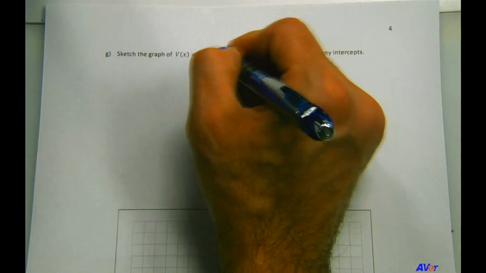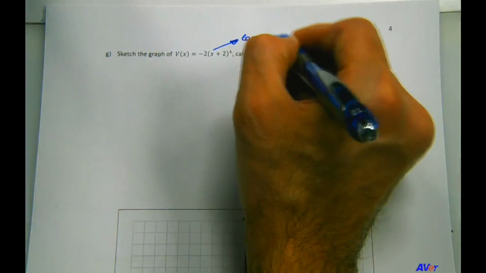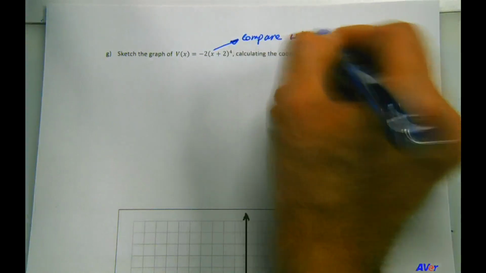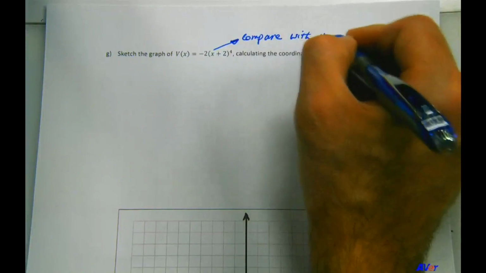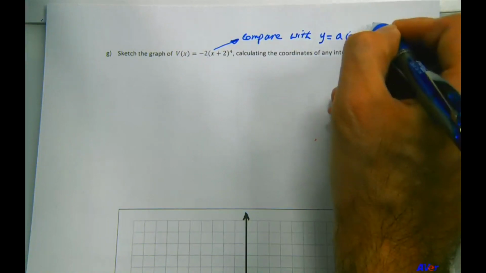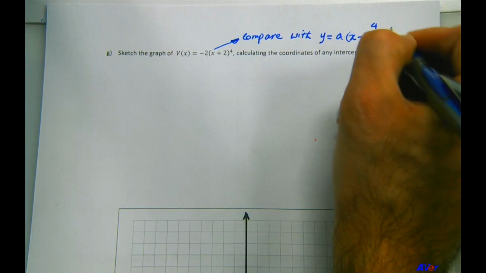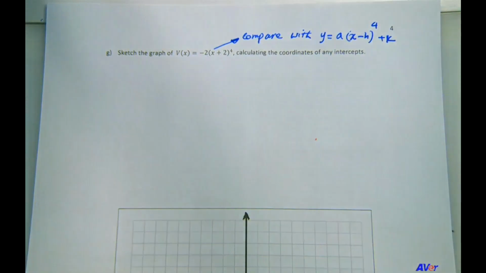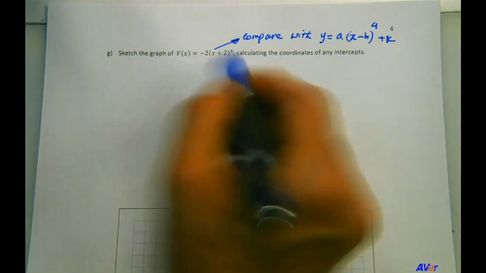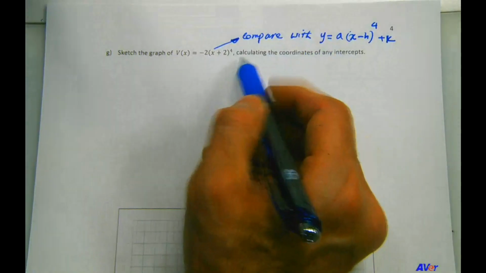Okay, but to begin with, compare this with y equals a times x minus h to the fourth power plus k. Right? Compare that with that. Then the vertex is going to be h comma k, right? H and k, as you compare this with this, will be the vertex.